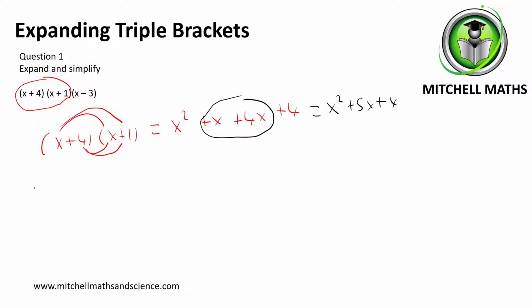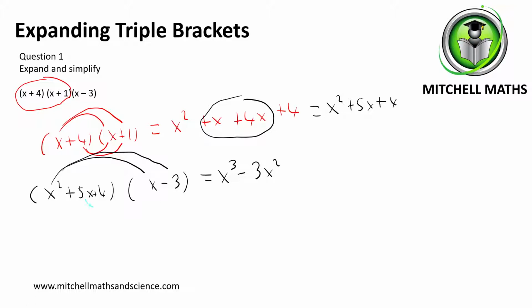Now what I've got is x squared plus 5x plus 4 multiplied by x minus 3. So what you need to do is multiply the first two brackets out first, and then you can go on to multiply out this last bracket. I'm going to need to multiply everything by everything again, and therefore I'll start with x squared times x, which is x cubed. I have x squared times minus 3, which is minus 3x squared.